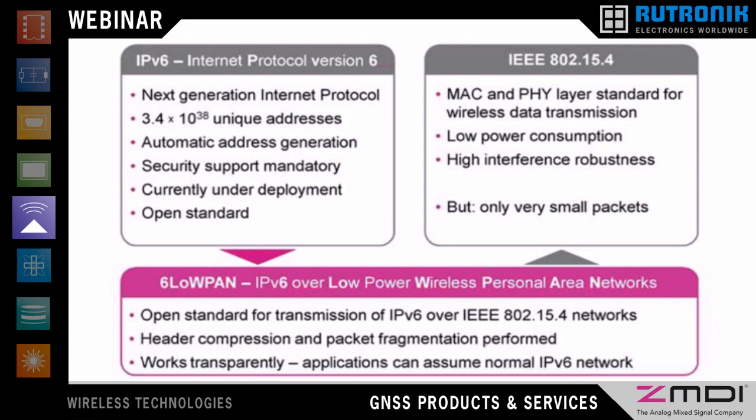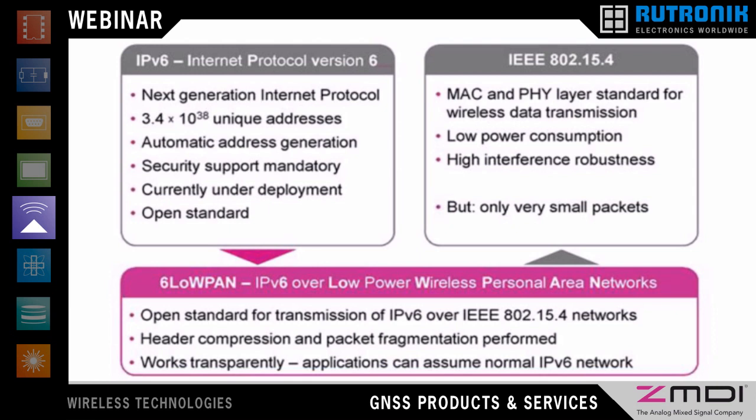We have a header of 40 bytes, and if we want to employ this on such low power networks like IEEE 802.15.4, we have to make some header compressions. So for this, the 6LoWPAN standard was developed. It's an open standard. This open standard describes how we can transmit, and the main advantage of 6LoWPAN is that it works completely transparent.